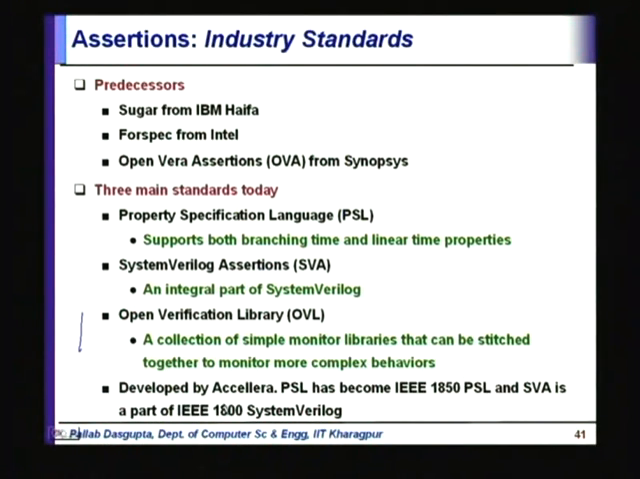Now, all 3 of these have been developed by Accelera and then handed over to IEEE. So, PSL has become IEEE 1850 PSL. This is the standard that is there currently, it is the IEEE standard, and SVA, the SystemVerilog assertions, is a part of the IEEE 1800 SystemVerilog standards. Right. So, these are available in the IEEE website, the complete standards giving the complete syntactic and semantic description of these languages.